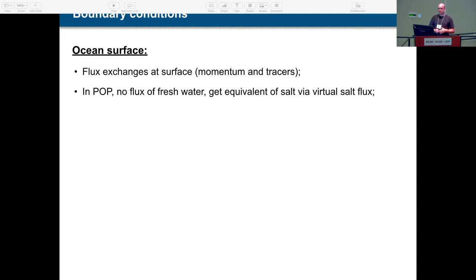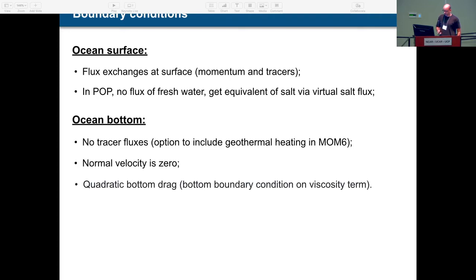And instead, we do something called virtual salt flux. So if it rains on top of the ocean, instead of throwing fresh water into the ocean, we take or put salt, depending on if you're throwing water, if you're diluting the ocean. So we will remove salt to mimic what was happening if you were diluting the ocean. It's only in POP. MOM uses the so-called natural boundary condition where you can actually add water.